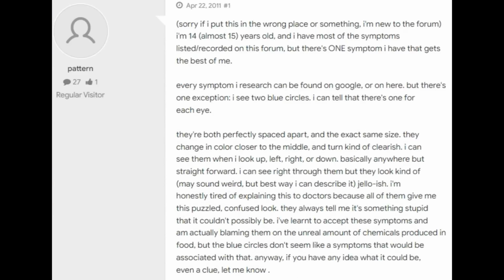April 22nd, this person, Pattern, says, sorry if I put this in the wrong place or something. I am new to the forum. I am 14, almost 15 years old, and I have most of the symptoms listed, recorded on this forum. But there's one symptom I have that gets the best of me. Every symptom I research can be found on Google or on here, but there's one exception.